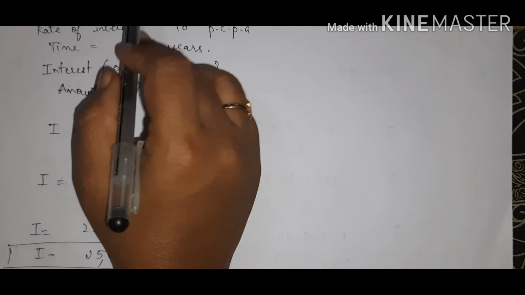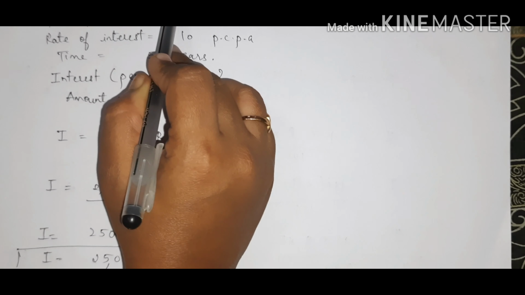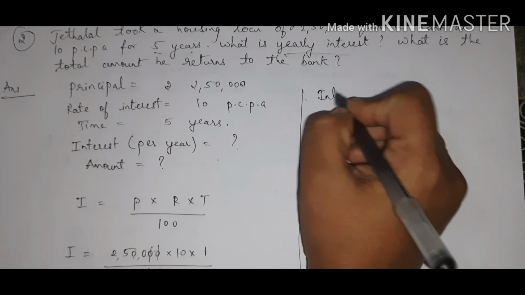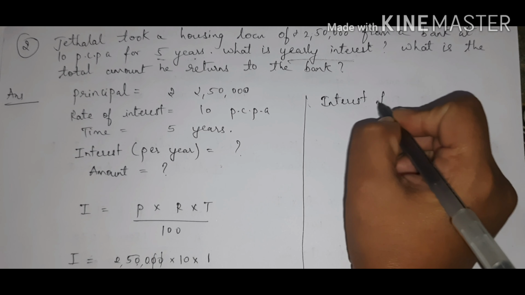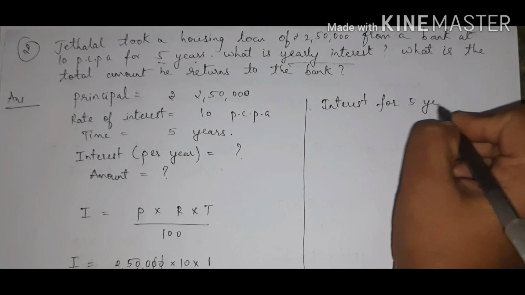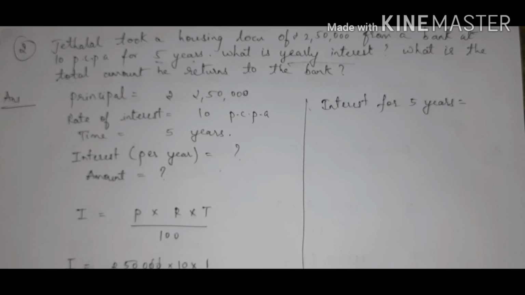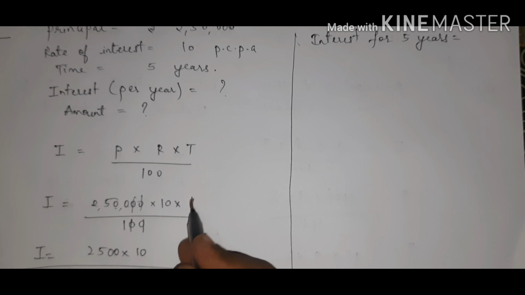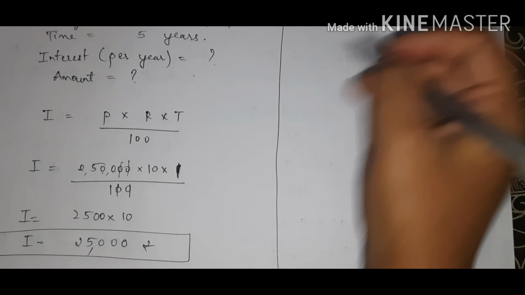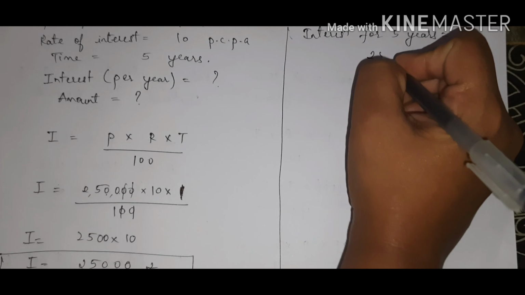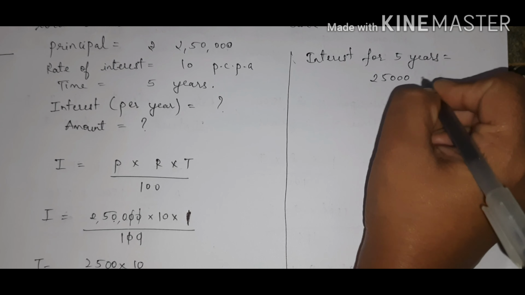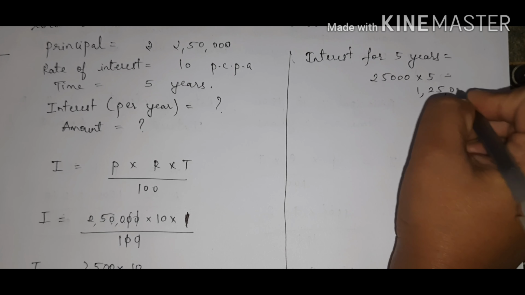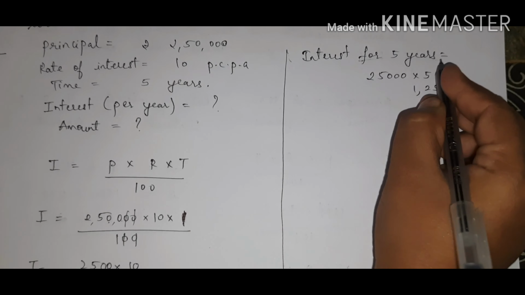But the person took a loan for 5 years, so we have to find the interest for 5 years also. The 25,000 was the yearly interest, because we substituted time as 1. Now for 5 years you multiply this interest by 5. So 25,000 multiplied by 5, you will get 1,25,000 rupees. This is your interest for 5 years.